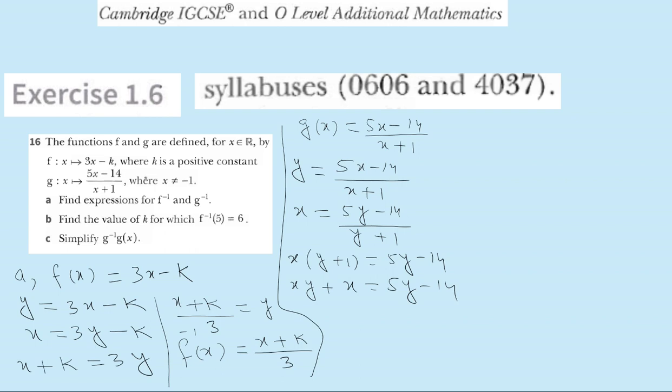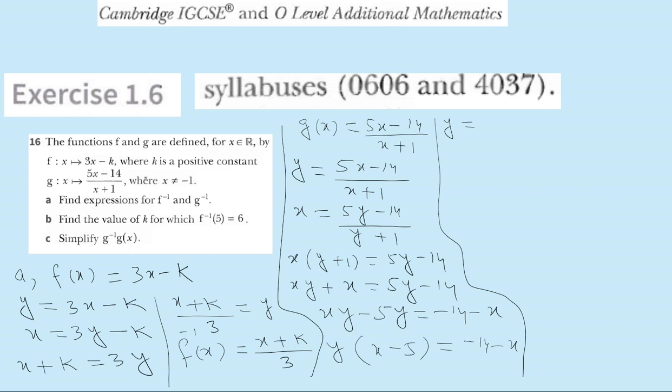Gather all y on one side. So this is xy. Move this 5y to this side, it becomes minus 5y. This is minus 14. Move this x to the other side, it will become minus x. Take y common: y times (x minus 5) is equal to minus 14 minus x. And y is equal to (minus 14 minus x) over (x minus 5).